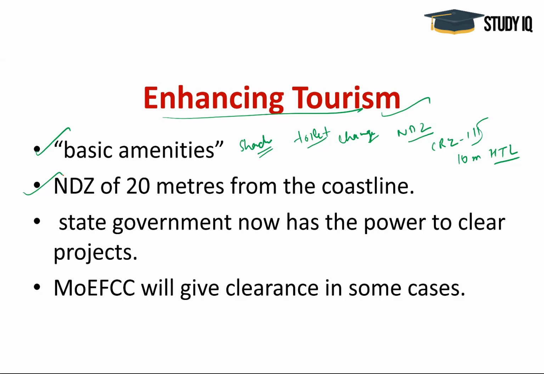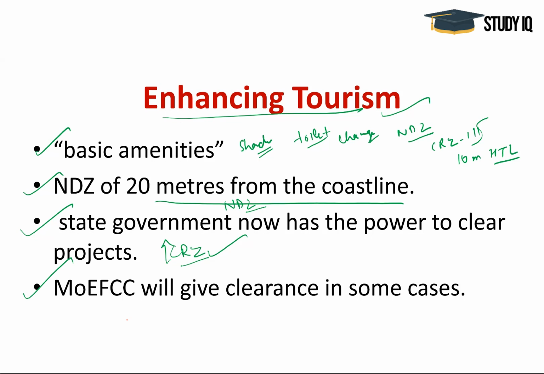Next, they are saying for the islands which are near the coast, or the backwater islands, the new notification has fixed the no development zone to be 20 meters from the coastline, right? And third, the government has also decentralized the CRZ, the coastal regulation zone clearance procedures, because earlier it was in the hands of the center, but now the state government has the power to clear these projects. Now the power will be in the hands of the state government.